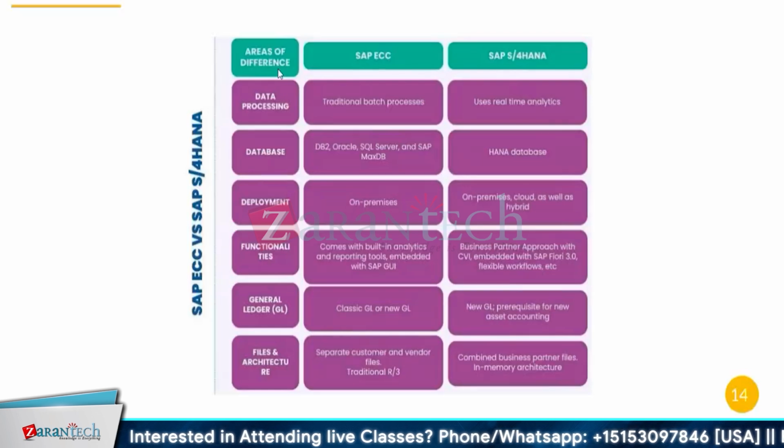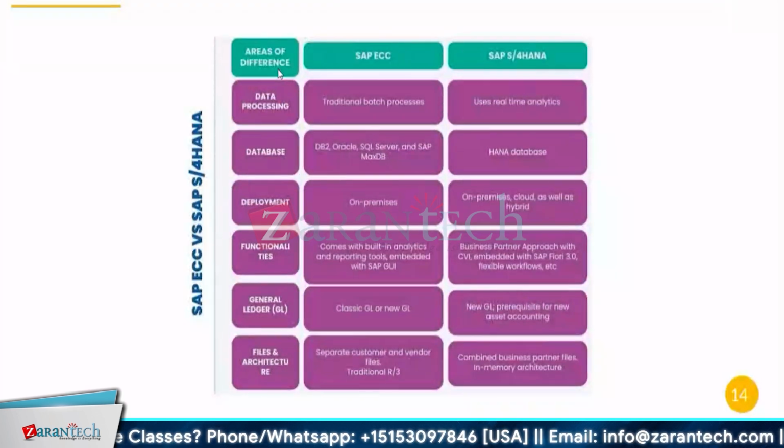Now coming to deployment, as we talked about in the comparison as well, SAP ECC just had the on-premise feature. It didn't have any cloud or hybrid or any other model available for us to deploy it. But when it comes to SAP S/4HANA, it has multiple options for you to choose from. And these options, again, are still getting more and more improved. So that's the difference in terms of deployment.